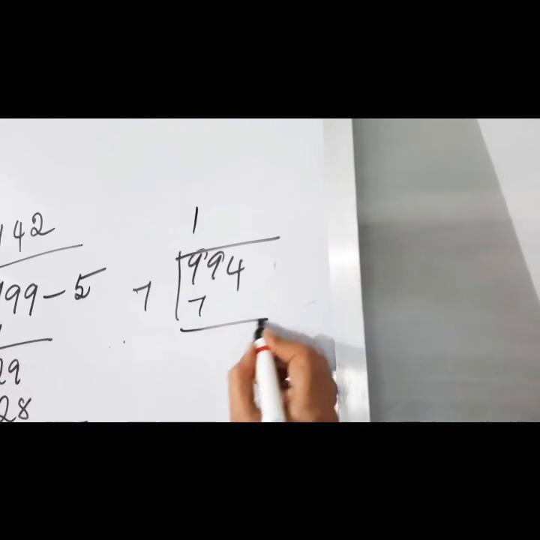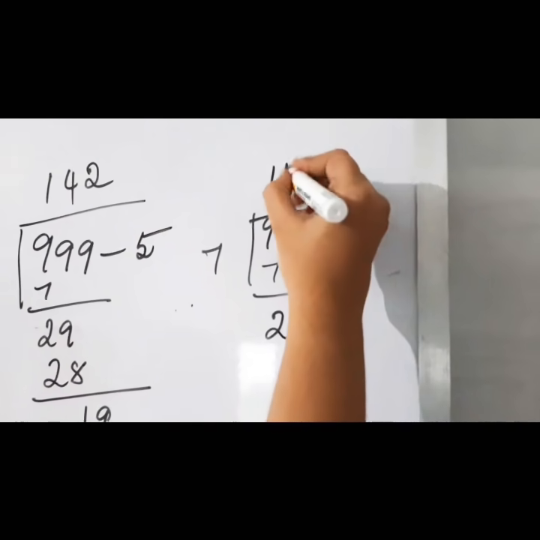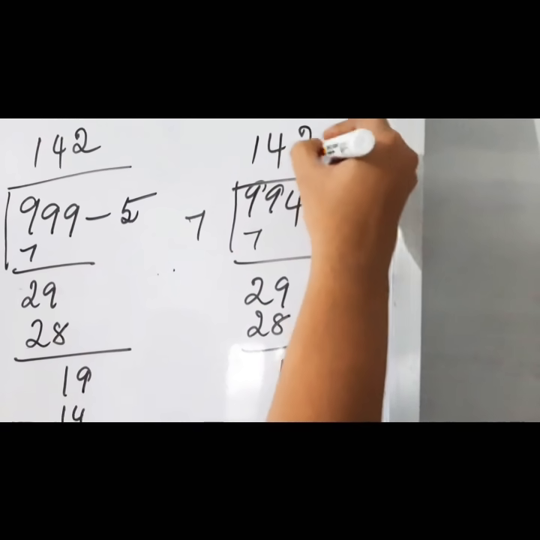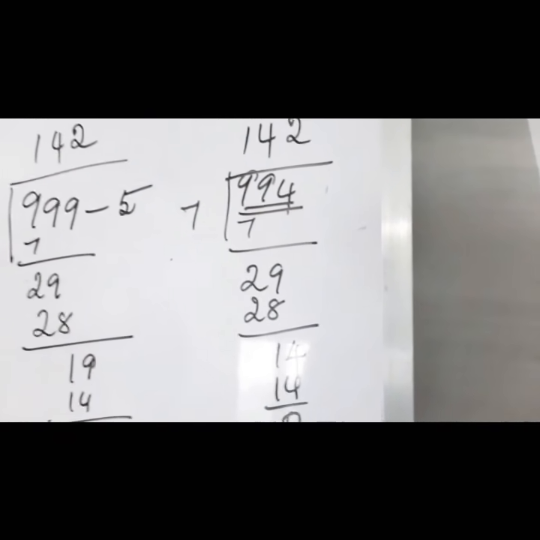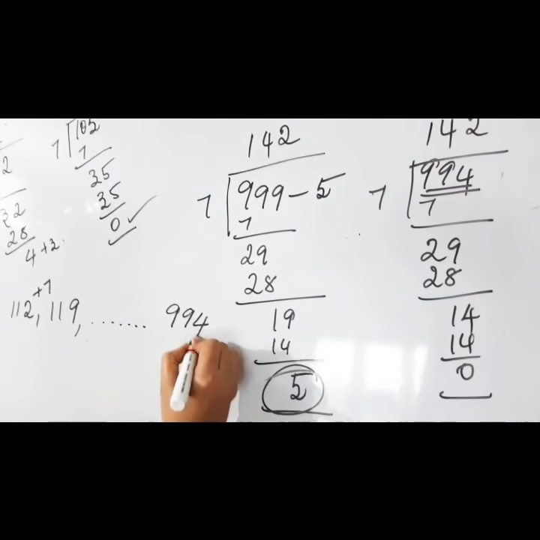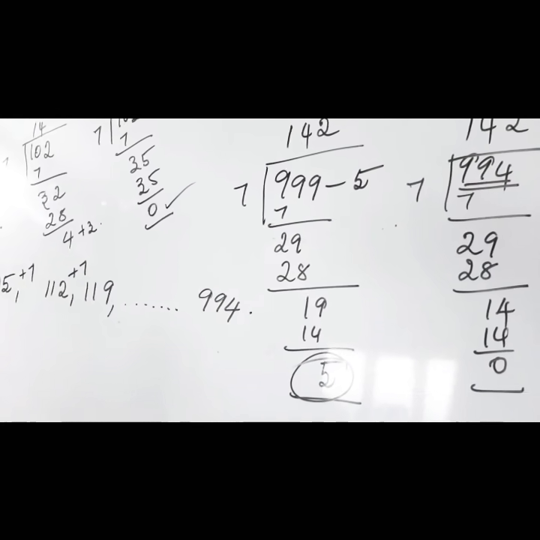Check now whether this is divisible by 7 or not. 7 times 1 is 7, 7 times 4 is 28, 14 times 2. Yes, this is divisible by 7. So what is the last term of this AP? 994. Children, listen to this sum carefully.